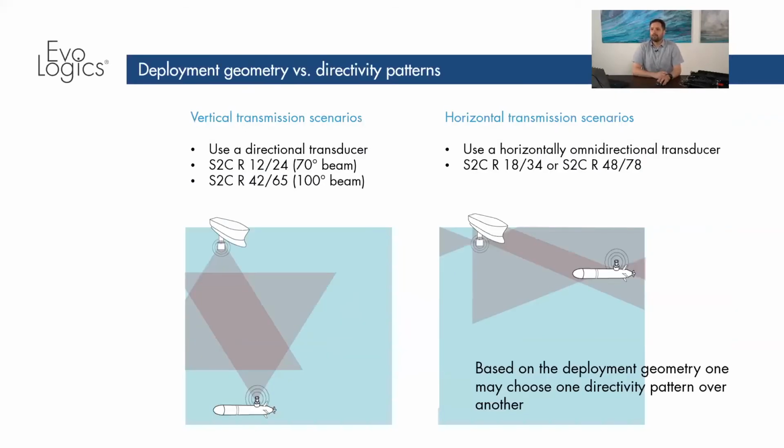So coming back to the directivity, if we have a vertical transmission, you want to use a directional device, because you have these cones from each device, and as long as these cones are overlapping, as shown in the left picture, then you will have a successful transmission. On the other hand, if you have devices that are placed at around the same depth and with some horizontal distance, then you want to use a horizontally omnidirectional device that will provide the communication overlap as required.